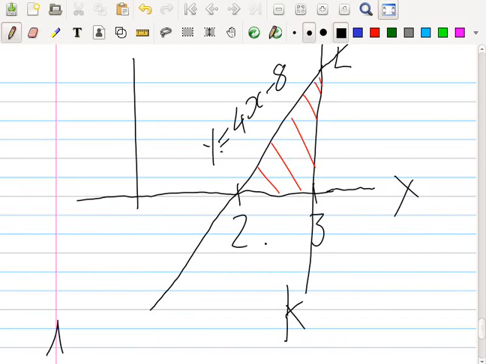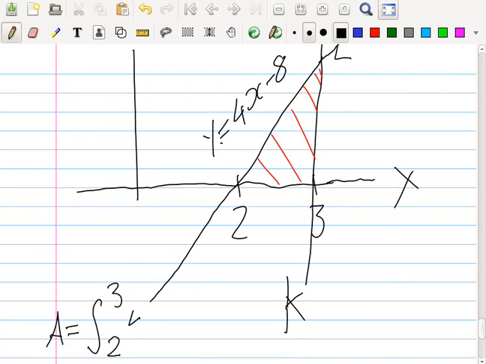Look at the line L. When x is 2, that is when y is 0. That is where it crosses the x-axis. So, who can tell me the formula for area here? For this one. Come on. Antiderivative from 2 to 3, yeah. 4x minus 8.